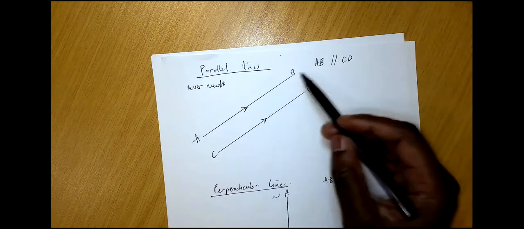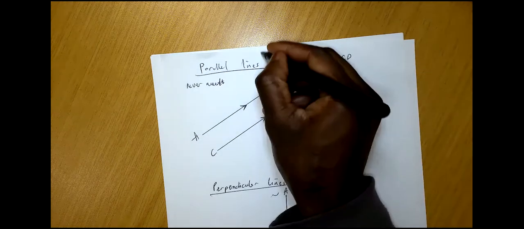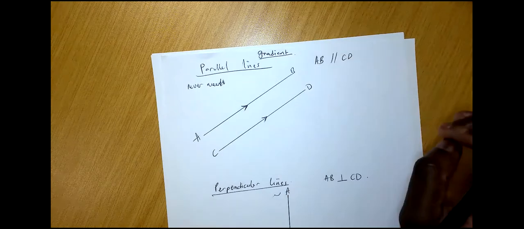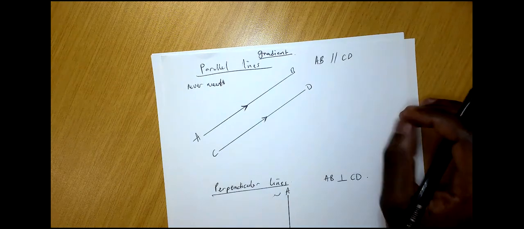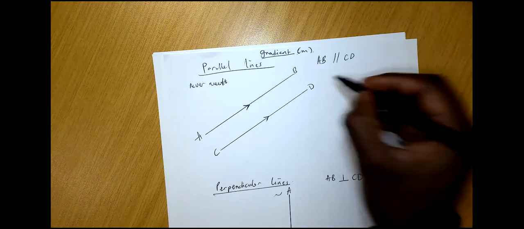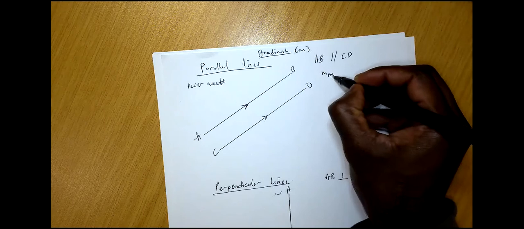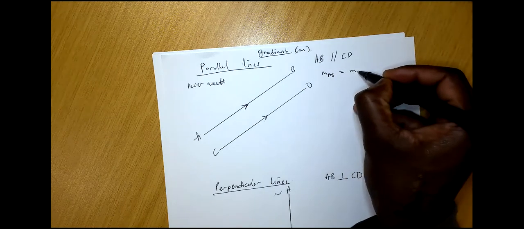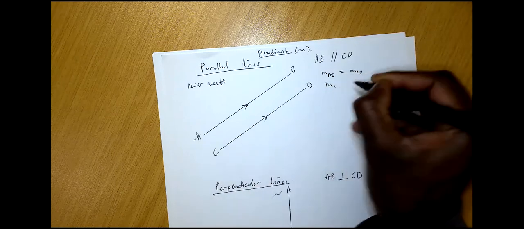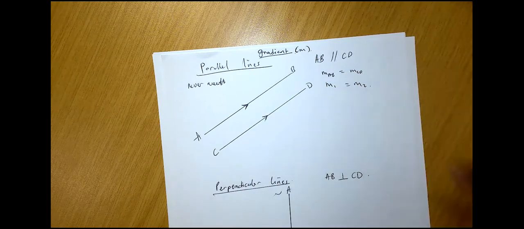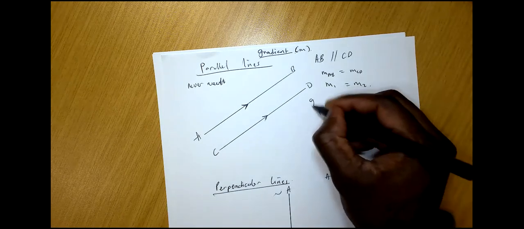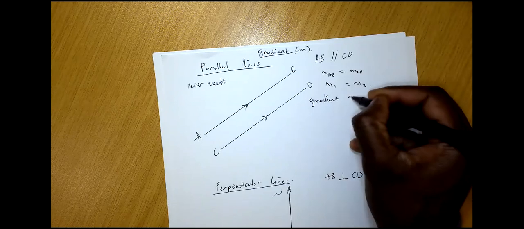When I talk of parallel lines, remember we are going to use gradient to relate these lines in analytical geometry. Your gradient, you know that is m. So we're going to know that MAB is equal to MCD. Whenever lines are parallel, it means that M1 is equal to M2. So for parallel lines, the gradients are equal.